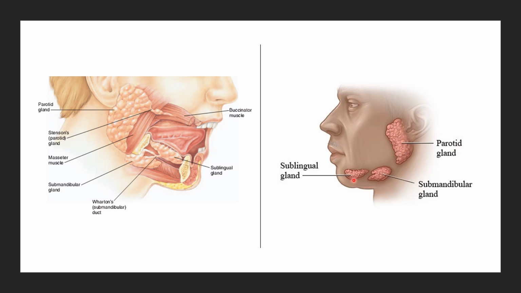Here we can see the parotid gland, and below the mandible we have the submandibular gland, and below the tongue we have the sublingual glands, and all these glands drain into the oral cavity.